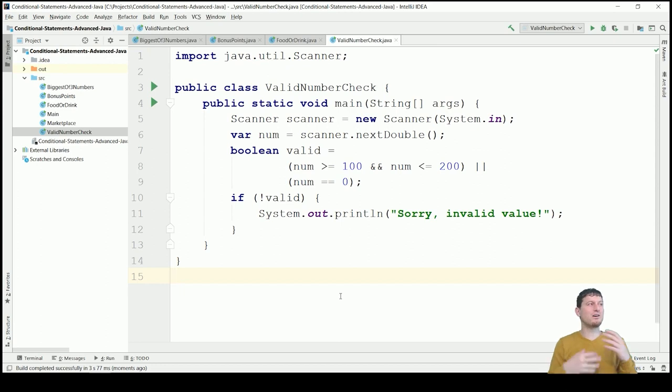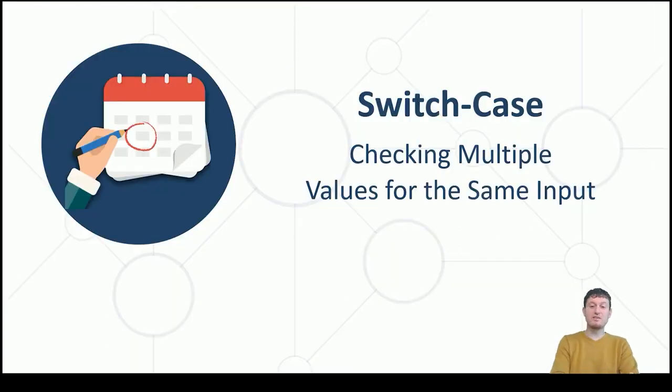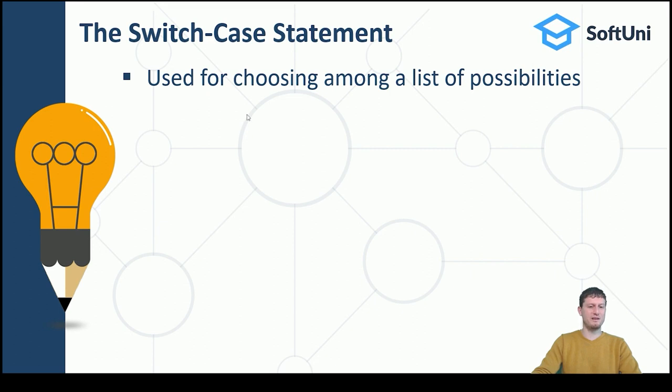Okay, let's go ahead with the next section for our lesson. It's called switch case. Switch case is a special operator similar to if-else, which allows checking for multiple values for the same input. So we check something, for example, the age of a certain person, and if the age is 5 years, we print something. If the age is 20 years, we print something else. If the age is 10 years, we print something else. This is a way to check the same input for multiple values. This is how this works.